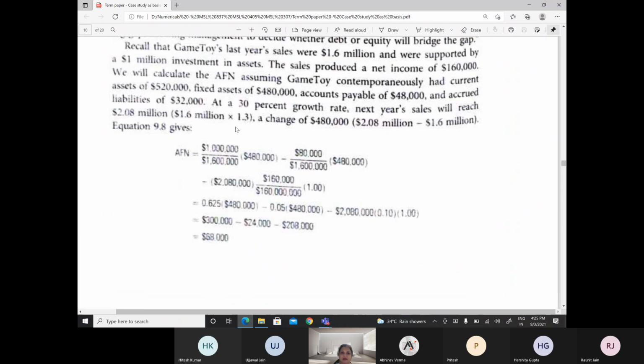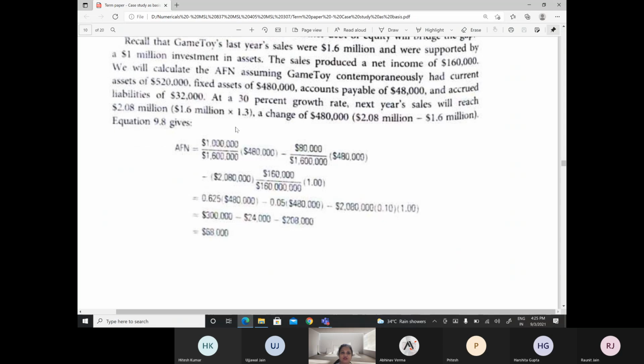So how much is that? 1 million, that is your initial investment in assets, upon the original sales of 1.6 million, into the net change in sales that we are looking at, which is 480,000, minus 80,000, which is your accrued payables plus accrued liabilities, upon the original sales, into the change in sales that you're looking at, minus the new sales or the net sales that you're projecting, into the net income upon the original sales, which is your net profit margin, into 1 minus b, which is your retention ratio.